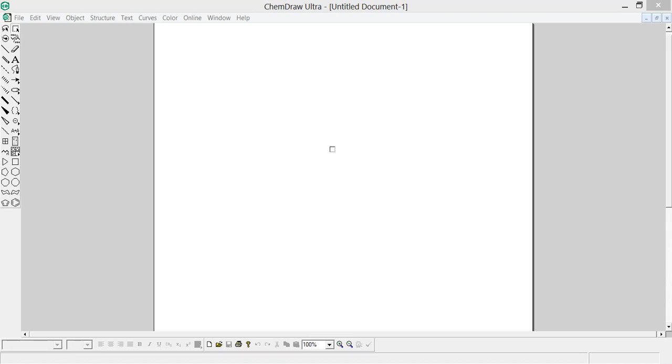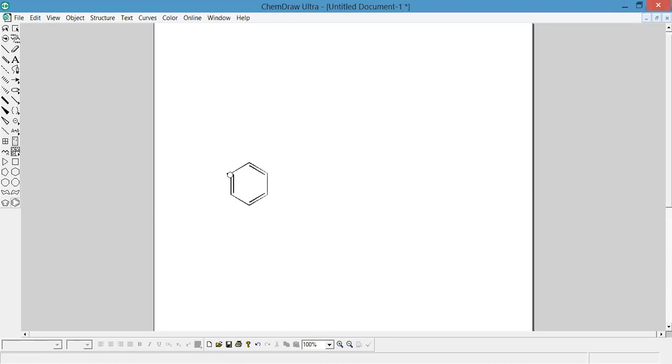Now in this second tutorial, we will discuss how to draw structures by using software like ChemDraw and BioDraw. Now we will draw the structure of a drug like isoniazid by using this software. Take first a benzene ring. Now add a bond to it.